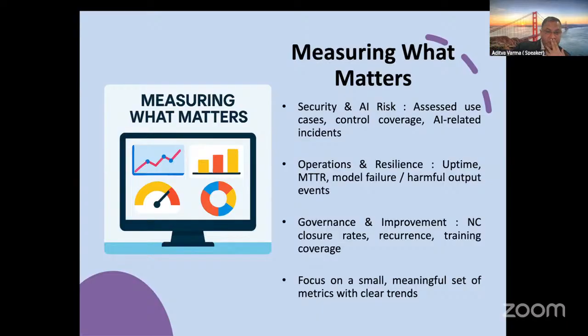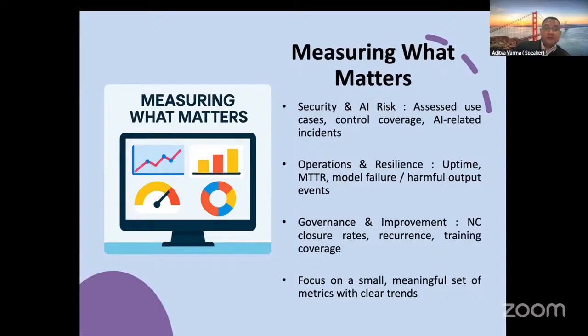Second, moving forward, let's talk about operations and resilience. Here the metric would be service uptime for key AI enabled services, mean time to resolve incidents, and counts of severe model failures or harmful outputs. Because when you get into operations and resilience, if the AI service is getting into a critical domain, service uptime becomes very important.